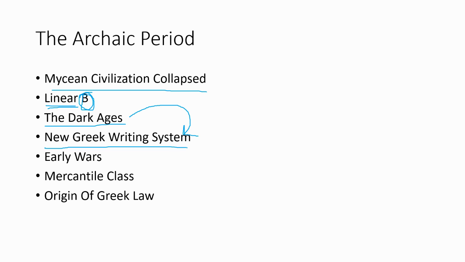This led to the rise of city-states, and so instead of people just being loosely connected through family and kinship relationships, they started to have more formalized forms of government in their cities, and this led to some early wars and also the rise of a mercantile class. We see a lot more coinage towards the end of the Archaic period, and a lot more trade. The economy starts to pick up after hundreds of years of being down, and this is really the origin of Greek law as we know it.